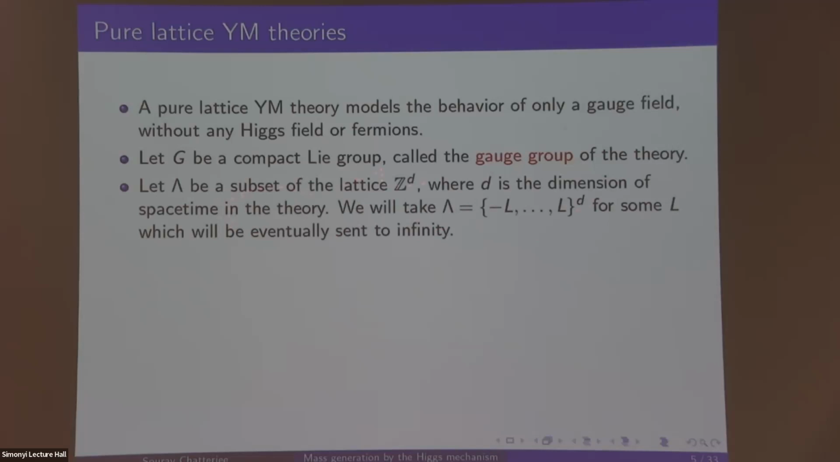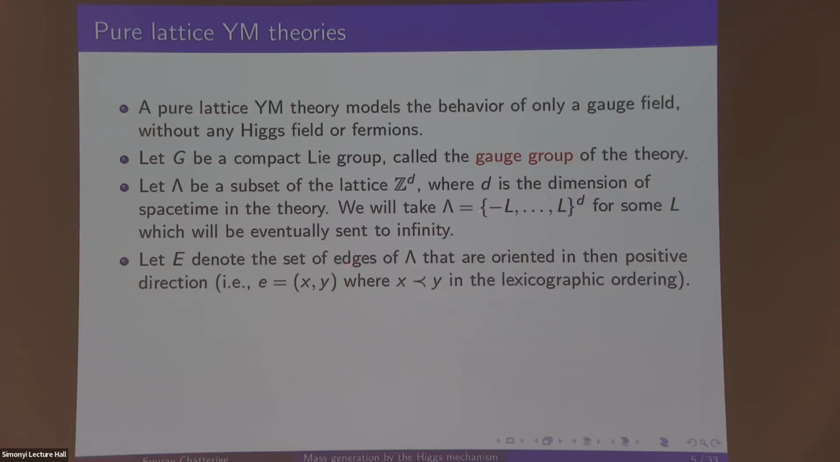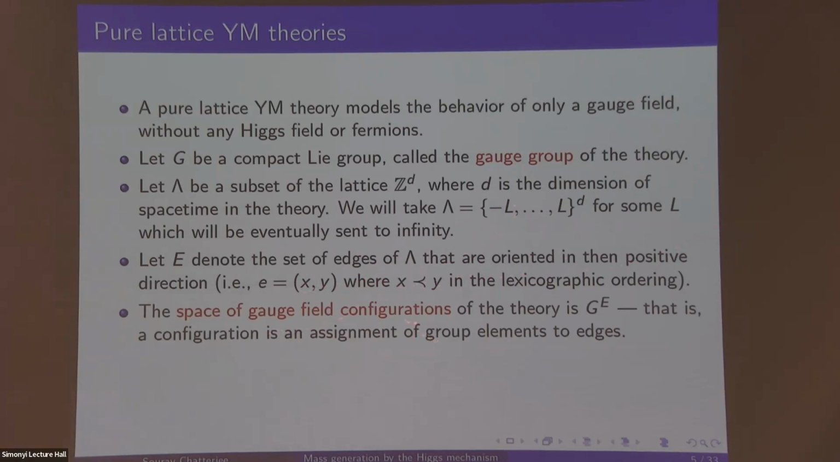Let Lambda be a subset of the lattice Z^d, where d is the dimension of space-time. The most important case, obviously, is d equals 4. So we'll take Lambda to be the cube [-L, L]^d, where L will eventually be sent to infinity. Let E denote the set of edges that are oriented in the positive direction, so directed edges (x, y) where x is less than y. The space of gauge field configurations is G^E. So a configuration is an assignment of group elements to edges. On each edge, you have a group element, and that's a configuration.